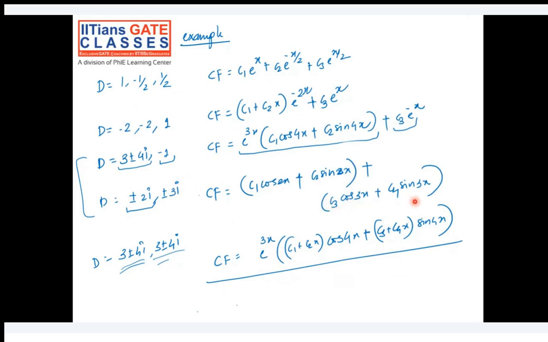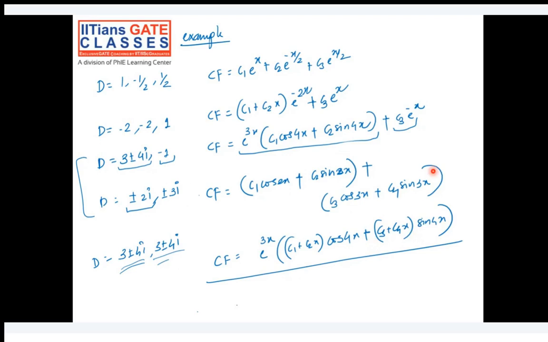And let's say the last example, 3 plus or minus 4i, 3 plus or minus 4i, where roots are complex and repeated. In that case, e to the power 3x, (C1 plus C2x) cos of 4x plus (C3 plus C4x) sine of 4x. This is how your solution will look. So the same table I have explained here with some real examples. If the roots look like this, then this is how you write the solution.